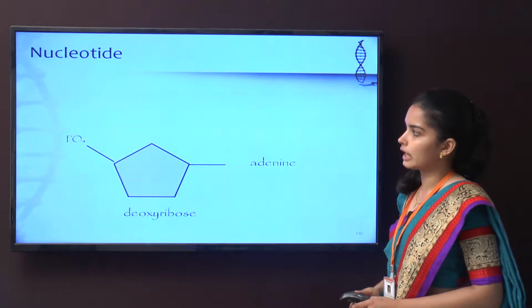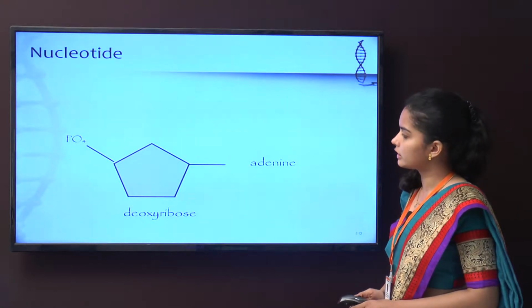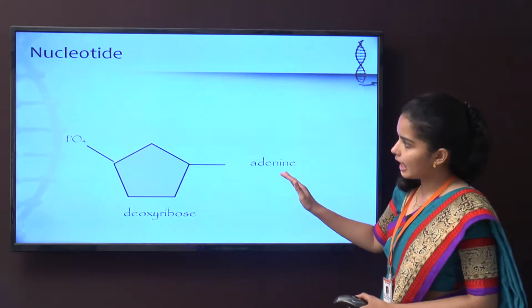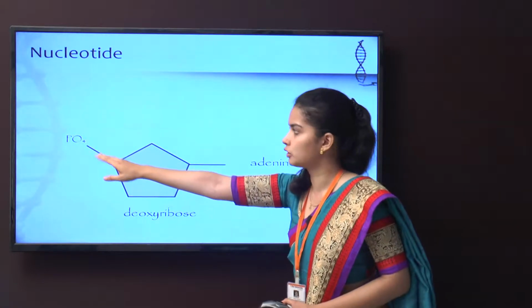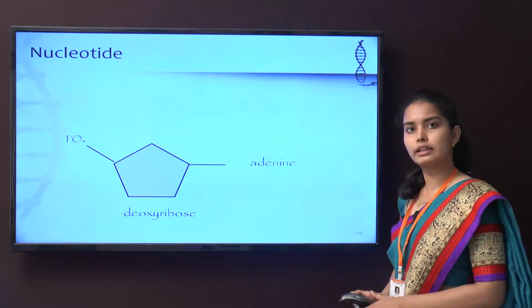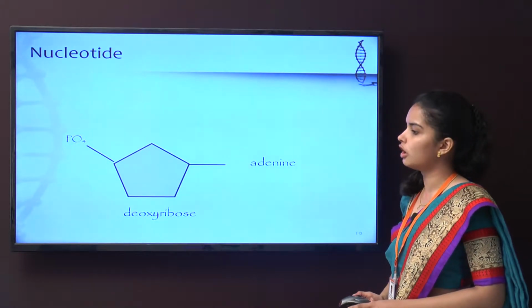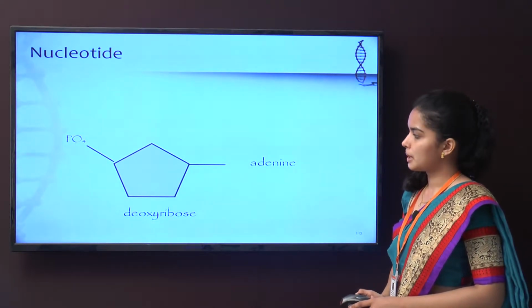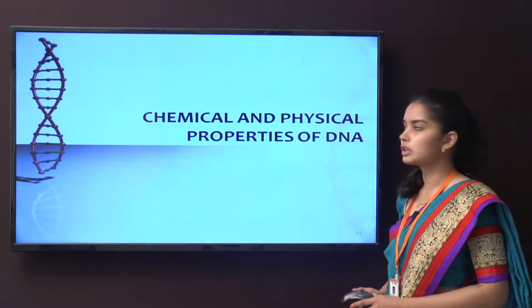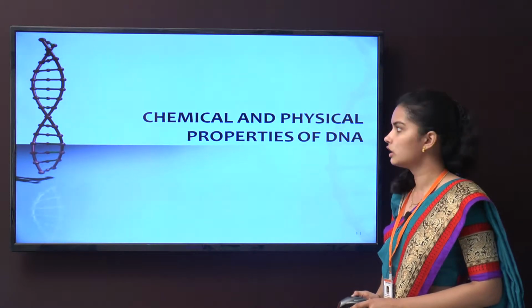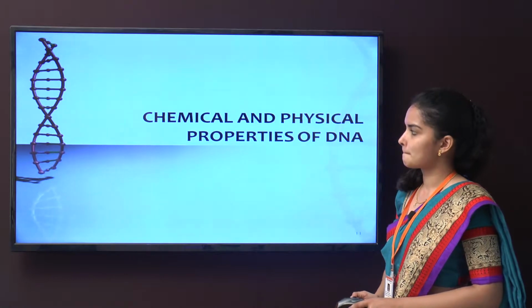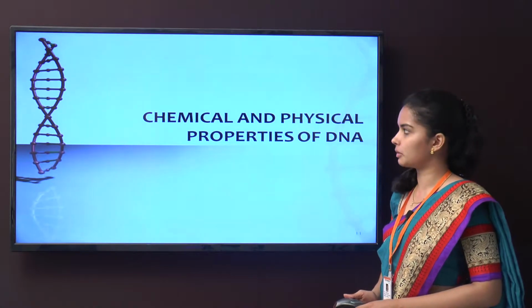This is the nucleotide. As you can see, this is the deoxyribose sugar, this is the adenine, and this is the phosphate group that is attached together. This makes the whole one base pair of the DNA. Now let's look at the chemical and physical properties of DNA.